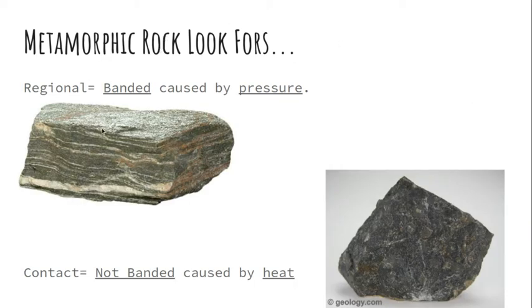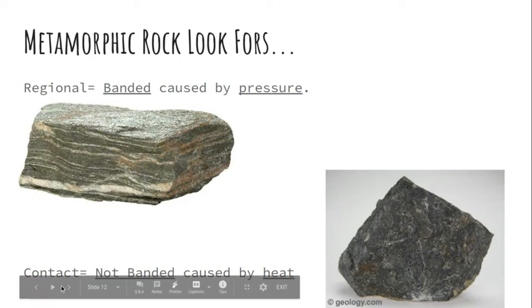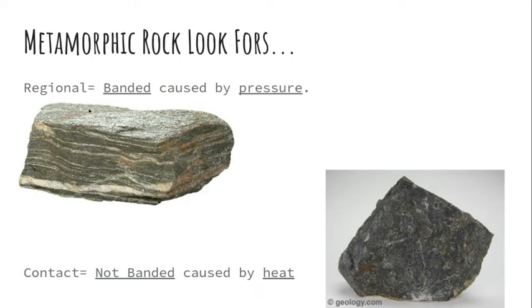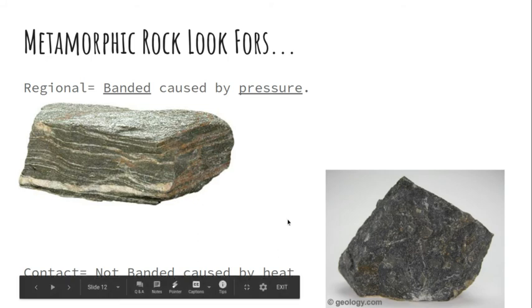We get the banded appearance by these two different types of metamorphic formation. So regional metamorphism causes this banded appearance because the biggest factor is pressure. This rock is being squeezed more than it's being heated. Contact metamorphism, on the other hand, we don't get a banded appearance because the dominant force is heat. There's still pressure, but the dominant force is heat, so we don't actually get that banded appearance.